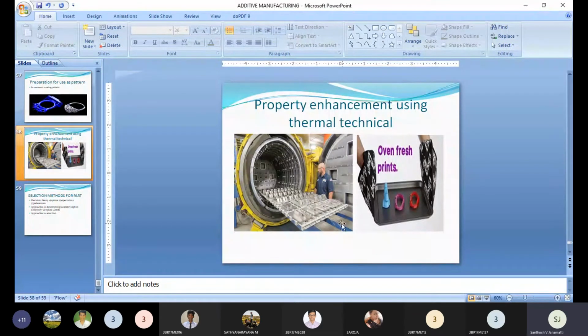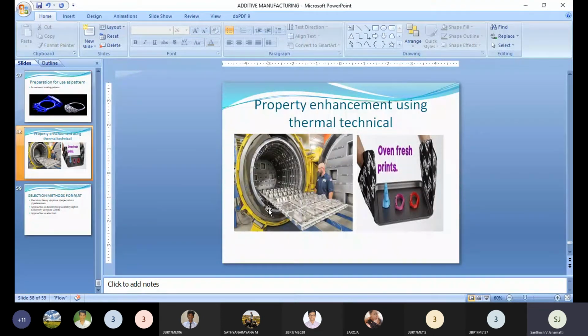Here we can see the two figures. This entire structure is made by the 3D technology. We need to enhance the mechanical property of this structure, so we need to send it into the oven. So it is thermomechanical treatment.